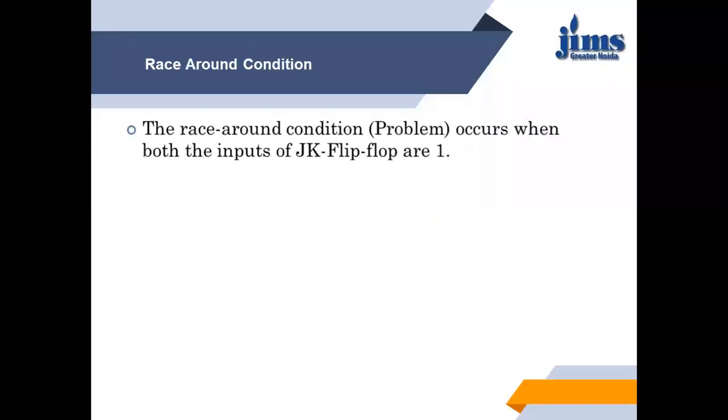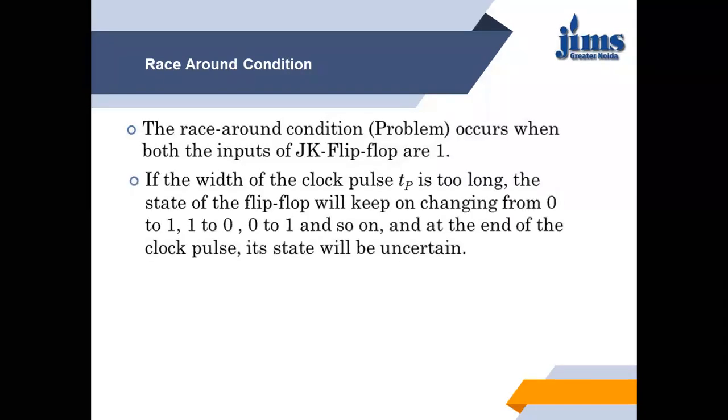Now move to the problems in the level triggered flip-flops, and the first, pretty complicated problem is the race around condition that happens in the JK flip-flop. The race around condition or race around problem occurs when both inputs of the JK flip-flop are 1, if the width of the clock pulse Tp is too long. We are talking here about level triggered. The state of the flip-flop will keep on changing from 0 to 1, 1 to 0, 0 to 1, and so on. And at the end of the clock pulse, its state will be uncertain.